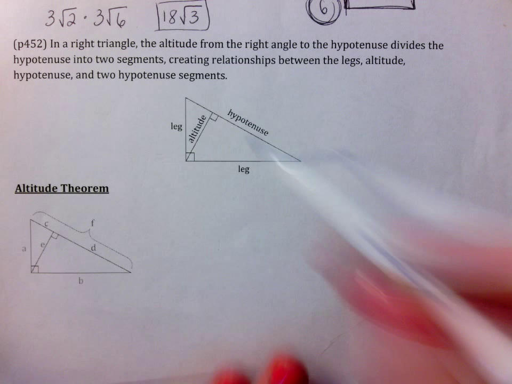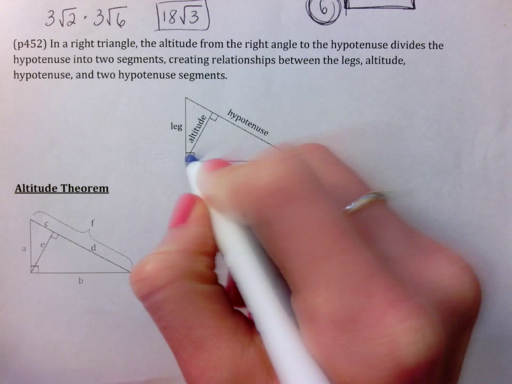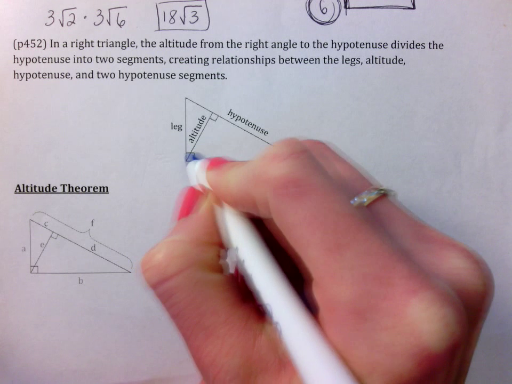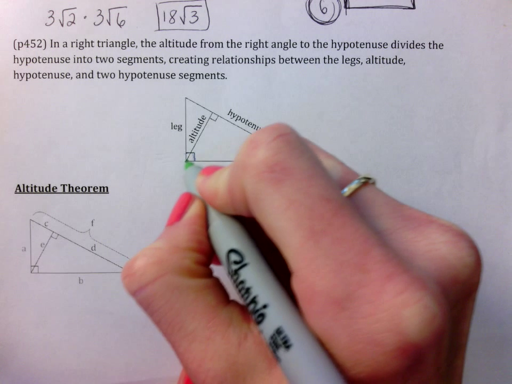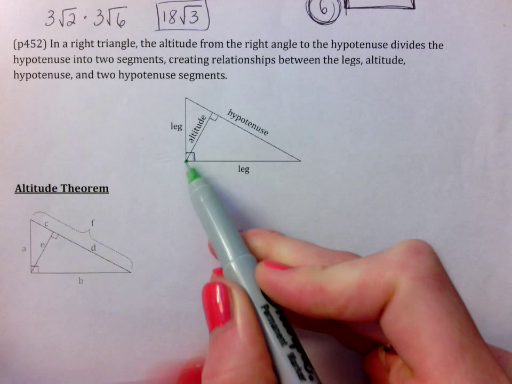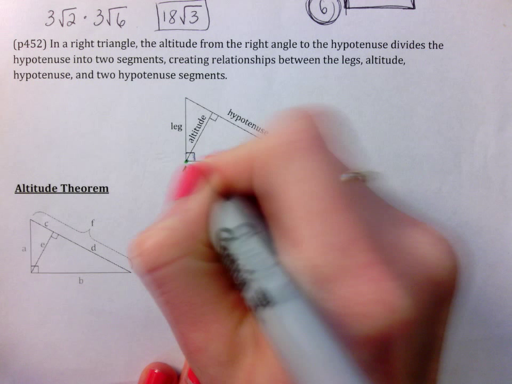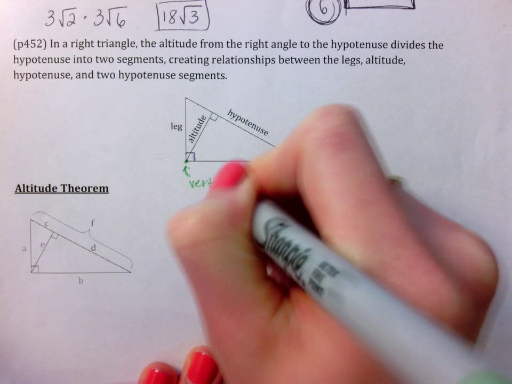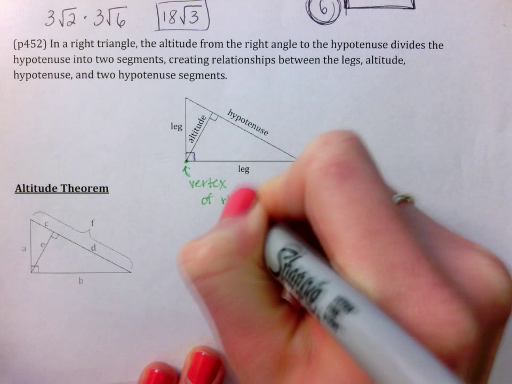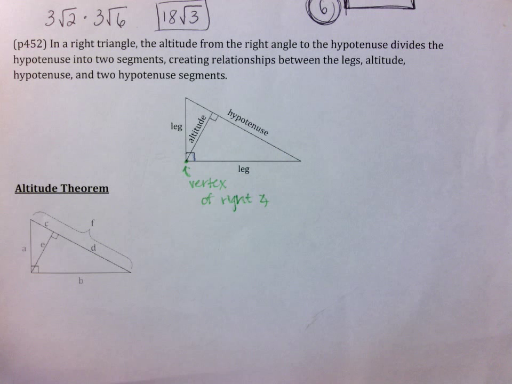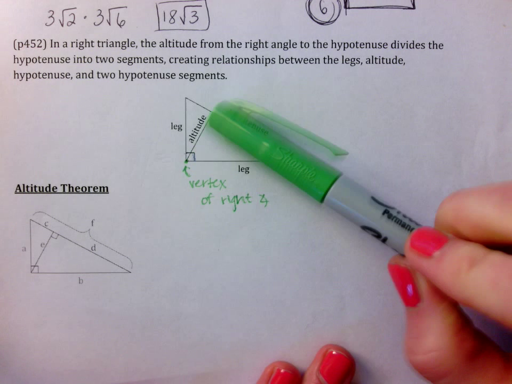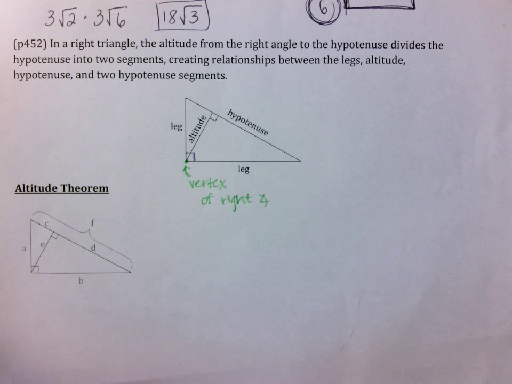So when we have a right triangle, we can actually split it into two similar triangles and draw the altitude. So remember that an altitude goes from the vertex, and in this case we're going to specifically look at the altitude from the vertex of the right angle to the other side. So we drew it, and then it's perpendicular to the other side. That makes it the altitude.